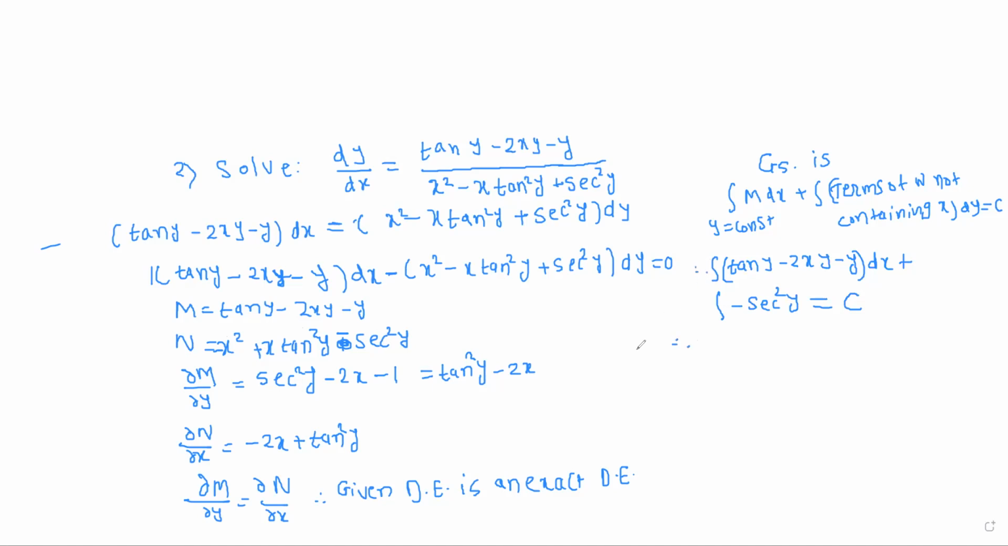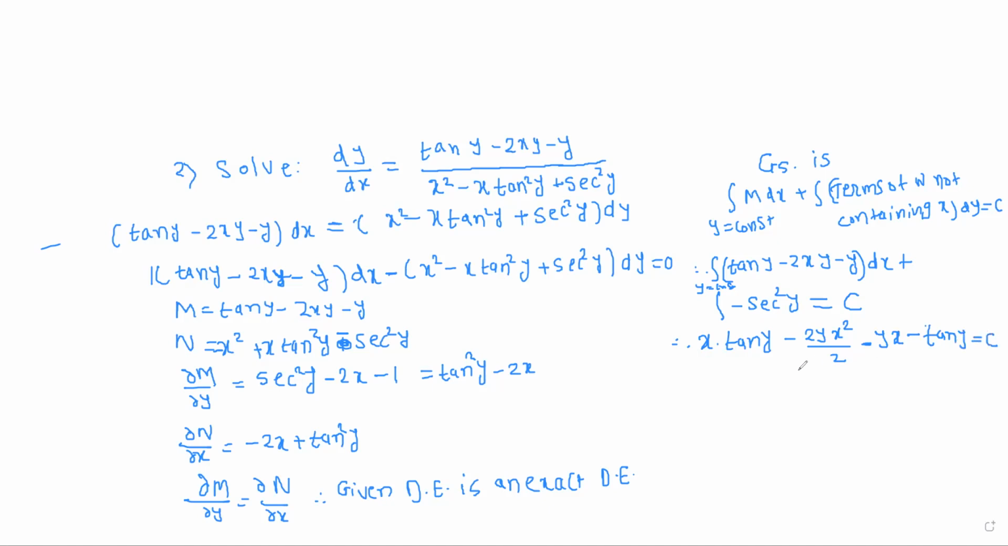Therefore, the solution will be, here you have to treat y as a constant. As you are taking y as a constant, tan y is constant, its integration is constant into x. So x into tan y it is. This is the confusing one. Now 2y is constant, integration of x is x square upon 2. Here y is constant, its integration will be y into x. Now in the second term, sec square y, its integration will be tan y, which is equal to c.